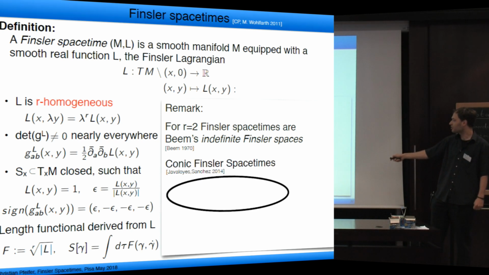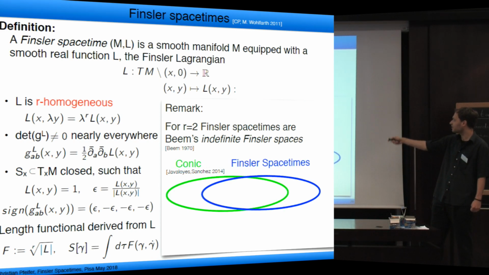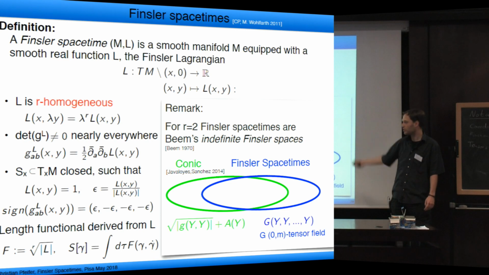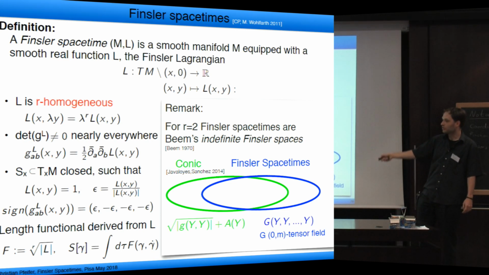And then there exists a definition of conic Finsler spaces by Javaloyes and Sánchez, and when we compare the set of conic Finsler spacetimes with the set of Finsler spacetimes defined like this, then we find that they are not overlapping. For example, the Randers metric is a conic Finsler spacetime, but not a Finsler spacetime according to this definition, while these mth order polynomials, which I would like to include in this definition, as far as I understand, are not conic Finsler spacetimes, but are included in this definition.